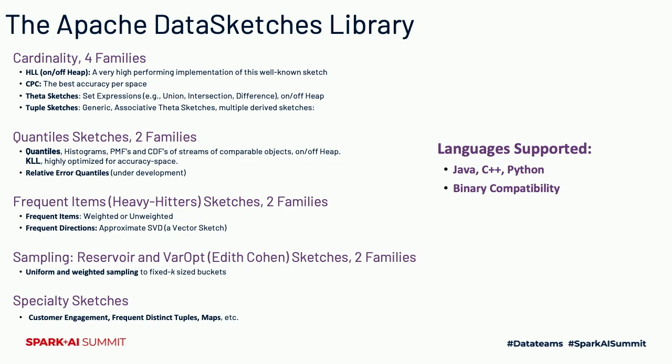And we have two major families in the frequent items, heavy hitter sketches: both weighted and unweighted frequent items, as well as frequent directions, which is an approximate singular value decomposition analysis, which is a vector sketch. We have other sketches for doing sampling, reservoir, and VarOpt, which is Edith Cohen's famous optimal variance analysis of weighted sampling. And we have a number of specialty sketches for doing things like customer engagement, frequent distinct tuples, maps, and so on.